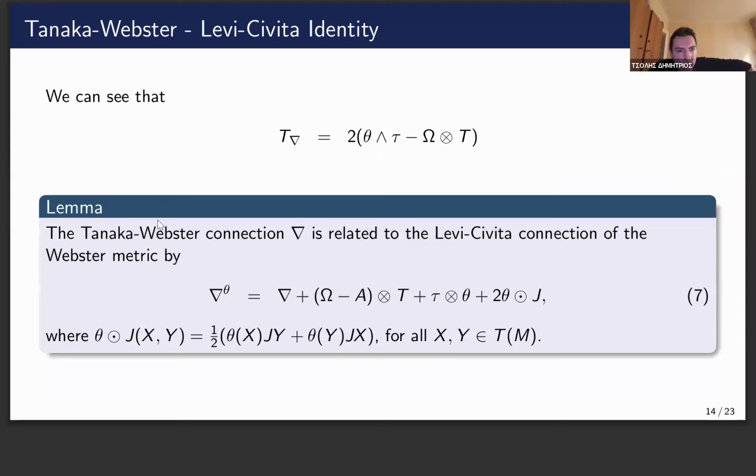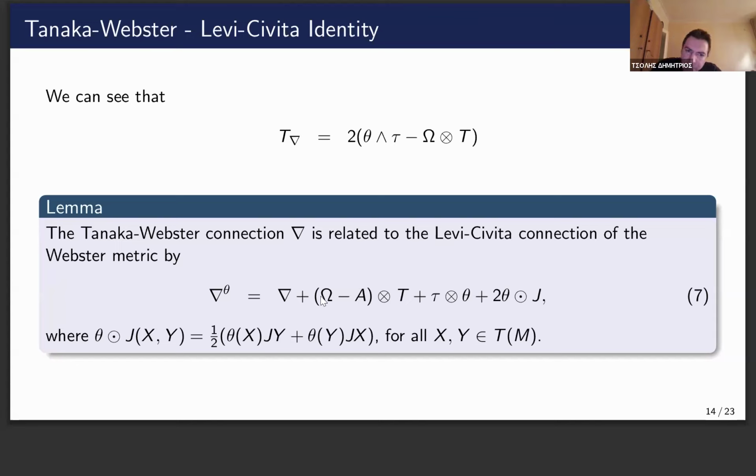Okay. Next, we prove another lemma, and this is very, very interesting. We have an identity that connects the Tanaka-Webster connection with the Levi-Civita connection of the Webster metric. And this is this identity here. So this connection is the Levi-Civita of the Webster metric, and we'll just write nabla here. Previously, I wrote it nabla TW, but I'll just write it like that for simplicity.